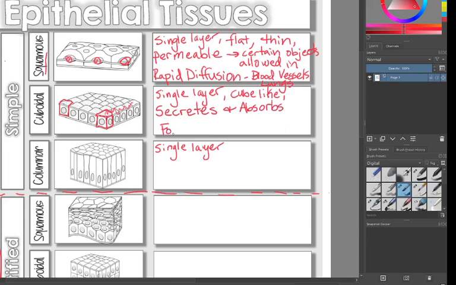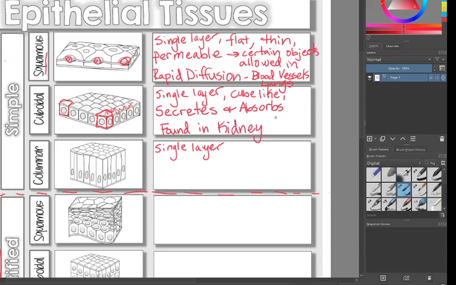A good example of where we can find this is in the kidneys. We want tissues like this to be good at secreting and absorbing because our kidneys are filtering a lot of our urine and our waste products. It's keeping the good things in our body and keeping the bad things from coming into it.